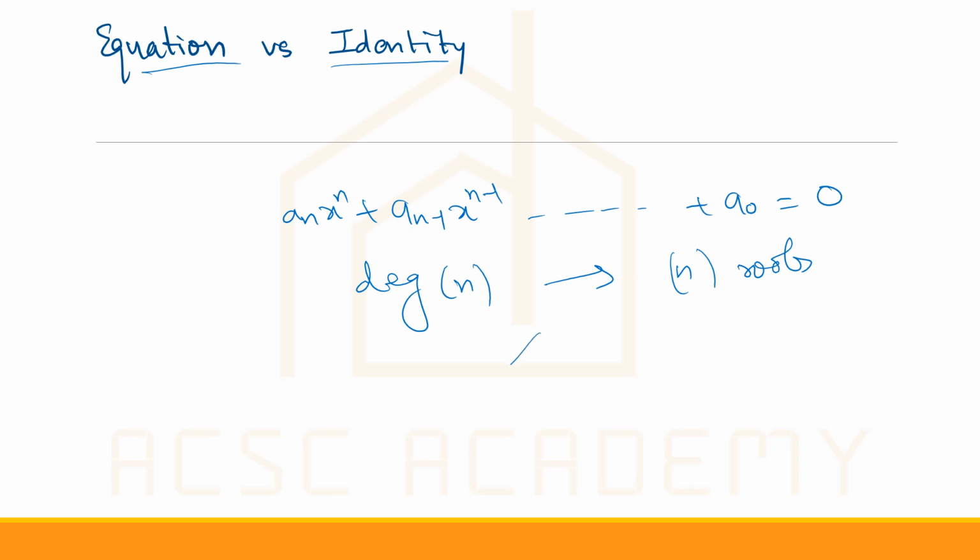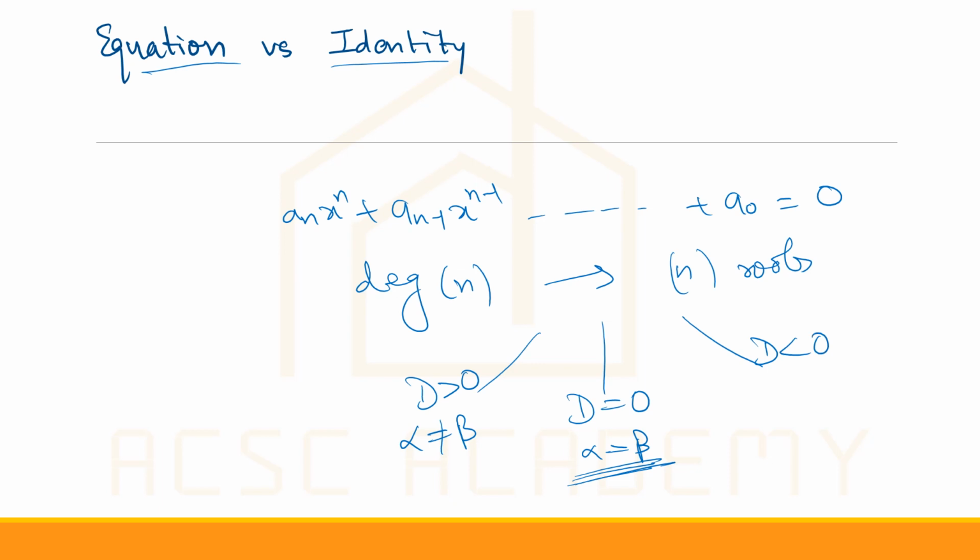Now yes, there can be different situations. If your D is positive, then you will have distinct roots. If your D is 0, then you will have identical roots. But even in this situation, there are two roots, just that their value is the same. And if your D is negative, then you will have imaginary roots. But then again, those alpha and beta are two distinct roots and both of them exist in conjugate form. So whatever case you consider, a quadratic always has two roots. Similarly, a polynomial equation always has n roots if its degree is n.